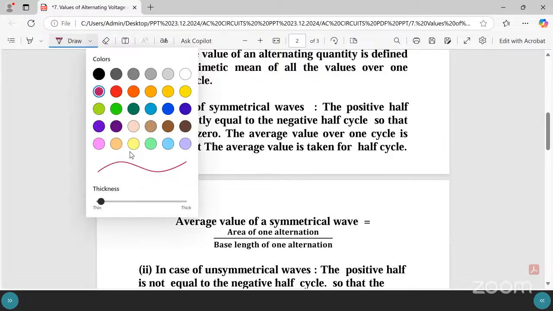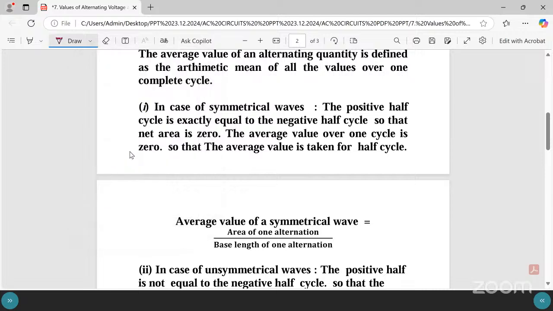You have to check the waveform before doing the average value calculation. Check the waveform clearly, then only do the problem. There are two types: one is symmetrical waveform, the other is unsymmetrical. Please check whether the problem is a symmetrical or unsymmetrical waveform.